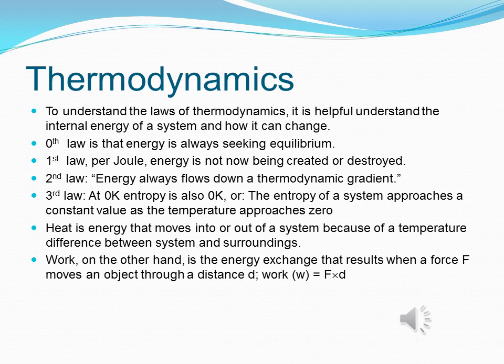To understand the laws of thermodynamics, it's helpful to understand the internal energy of a system and how it's changed. So let's review those laws one more time. The zeroth law is that energy always seeks equilibrium. The first law, per joule, is that energy is not being created or destroyed, or the total energy in a system is constant. The second law, energy always flows down a thermodynamic gradient. In other words, entropy always increases, or it always moves from the hotter to the colder.